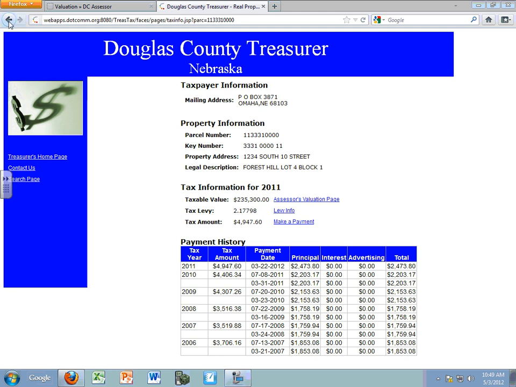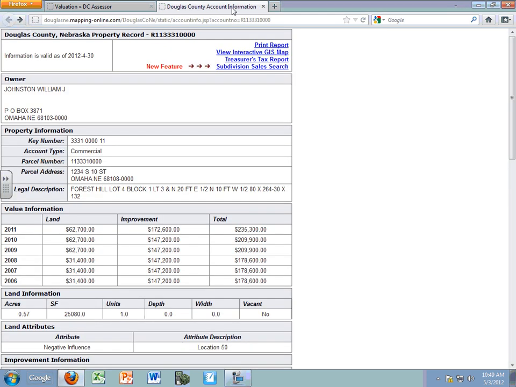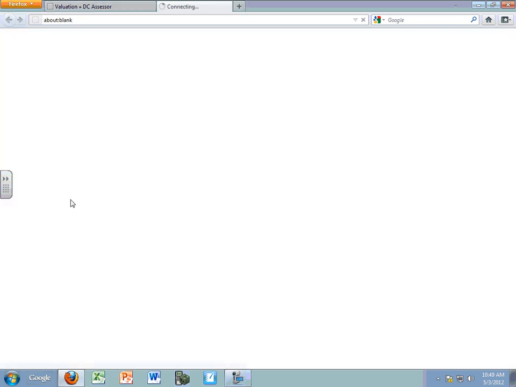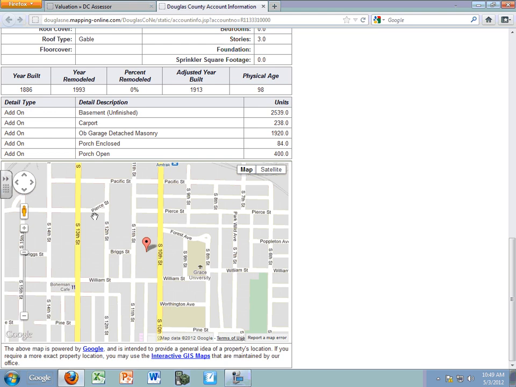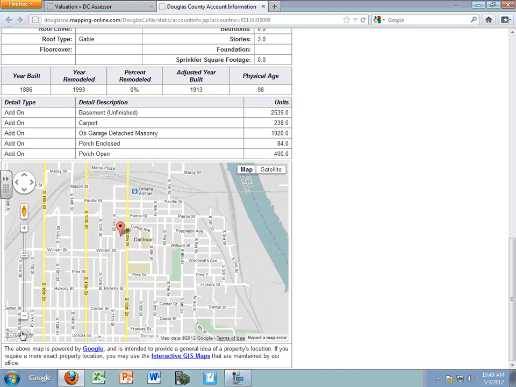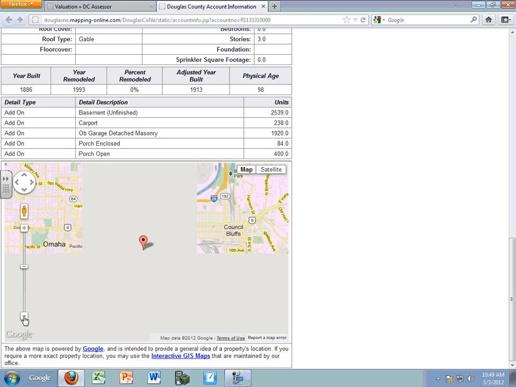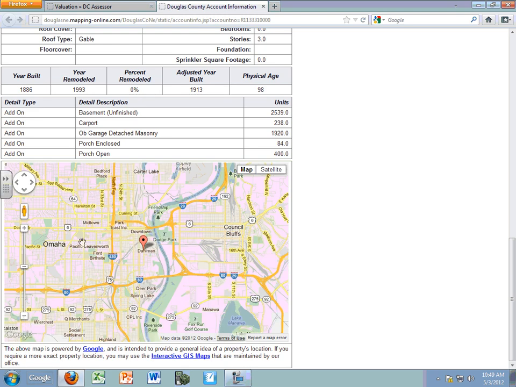Let's take a look at one of those other ones. We'll back this off a couple pages. Sorry, let's go back to here. And this was 123 South 10th Street. And by the way, if you want to, you can actually go to this location and zoom out a couple of times. Okay, so you'll be able to see here's Omaha, and we're very near the downtown area.